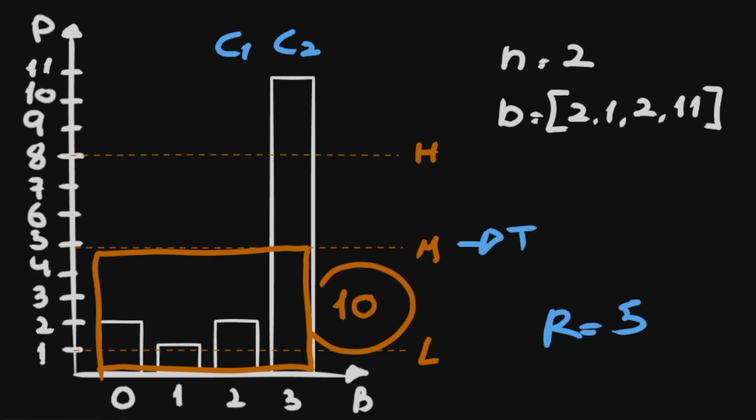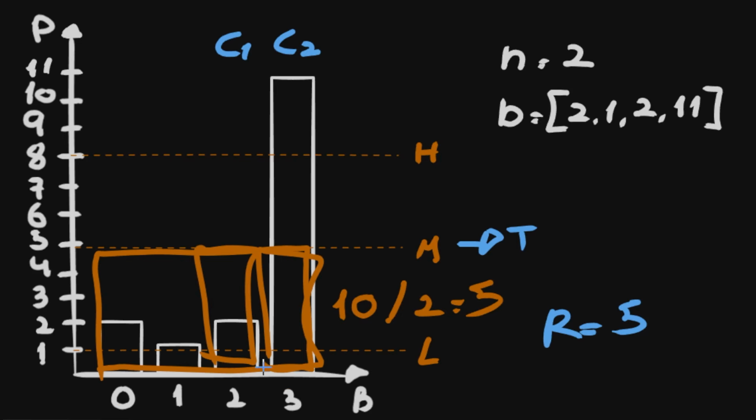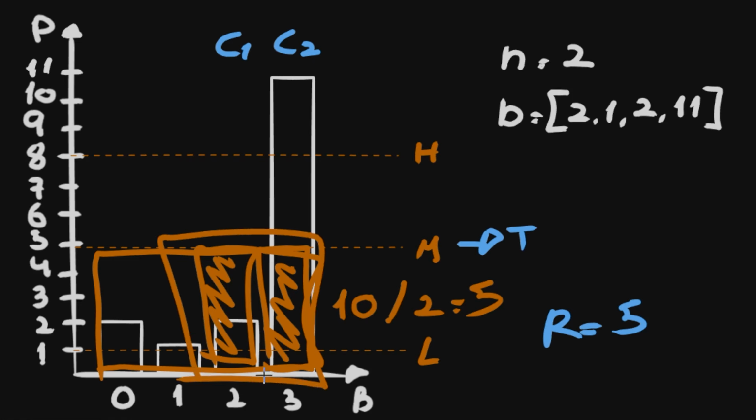And now we can check if this power divided by the number of computers is greater or equal to the target, and this is 5. This means that here we have enough power for these two computers. So as you can see, we don't care about the perfect distribution. We only care about the total power that we have below target, and if this number divided by n is greater or equal to the target, this means that we have enough power for the number of computers that we have.